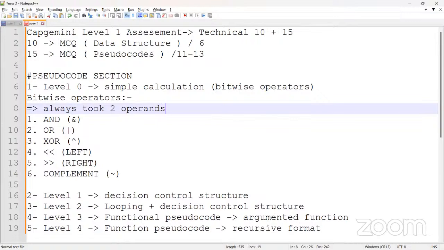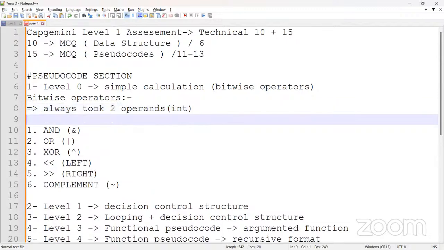So it is going to take two operands, and both of the operands, especially in pseudocode format, are integer data. Remember this very commonly. If you're using a bitwise operator, then you're supposed to receive a minimum of two operands. There must be two values, and all these values must be of integer data type.